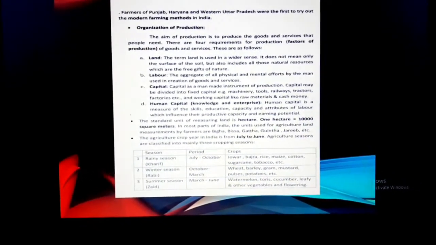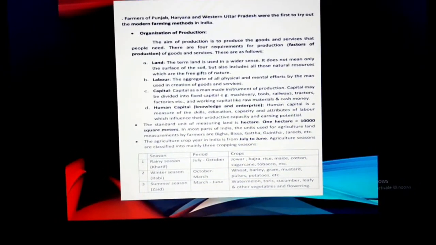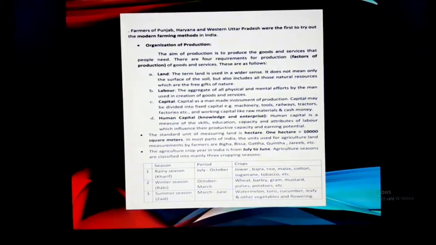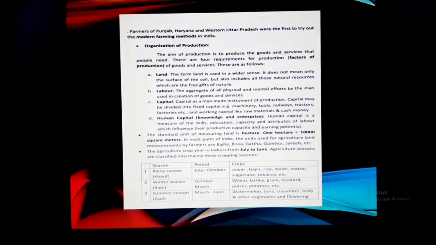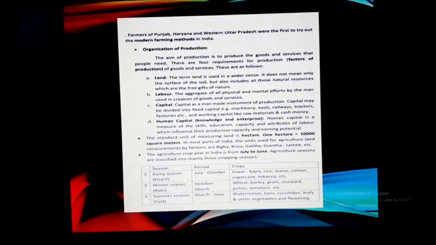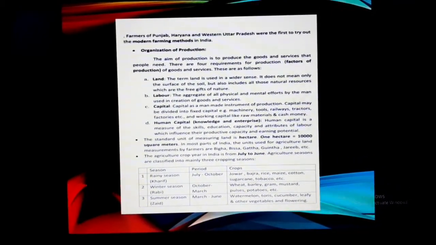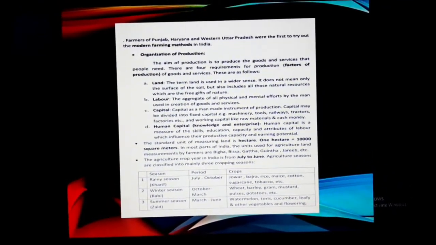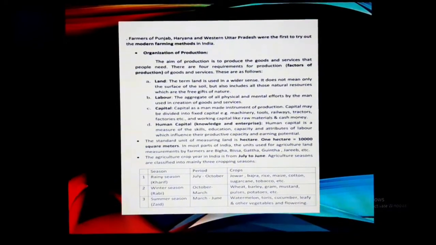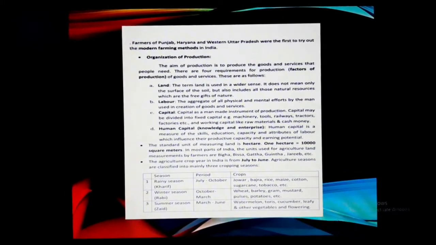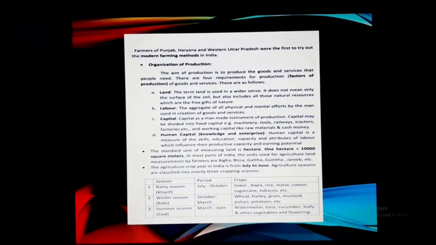So, what is land? The term land is used in a wider sense. It does not mean only the surface of the soil, but also includes all those natural resources which are the free gift of nature. Whereas labor is the aggregate of all physical and mental effort by man used in creation of goods and services. Whereas capital is a man-made instrument of production.